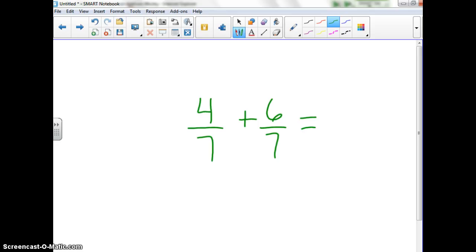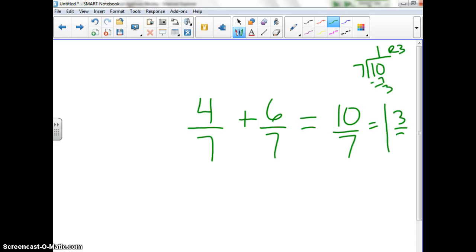Sarah? 10 sevenths. But that's not it. No. Then we have to divide. Divide by 7. And you would get 1, remainder 3. And then you would write out with a big number 1, and then 3 sevenths. Is that in simplest form? Yes, it is. This is it right here.